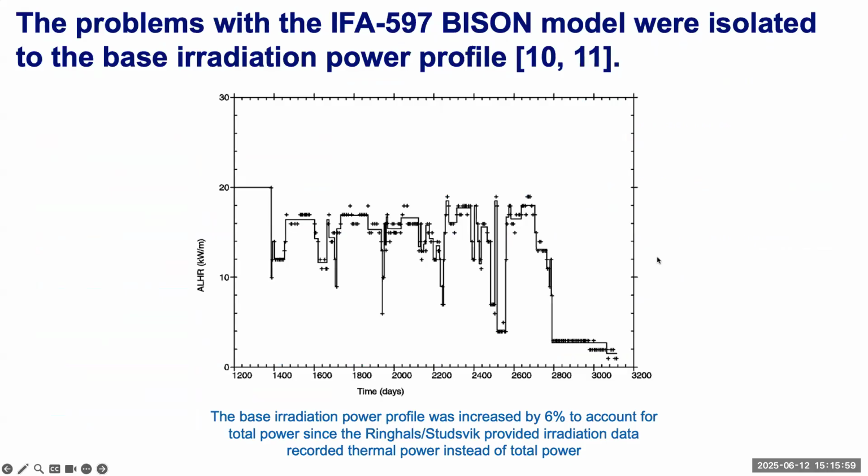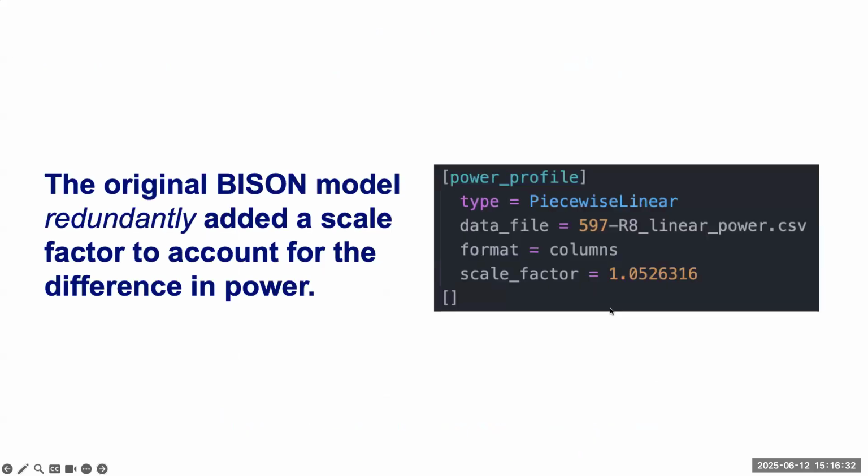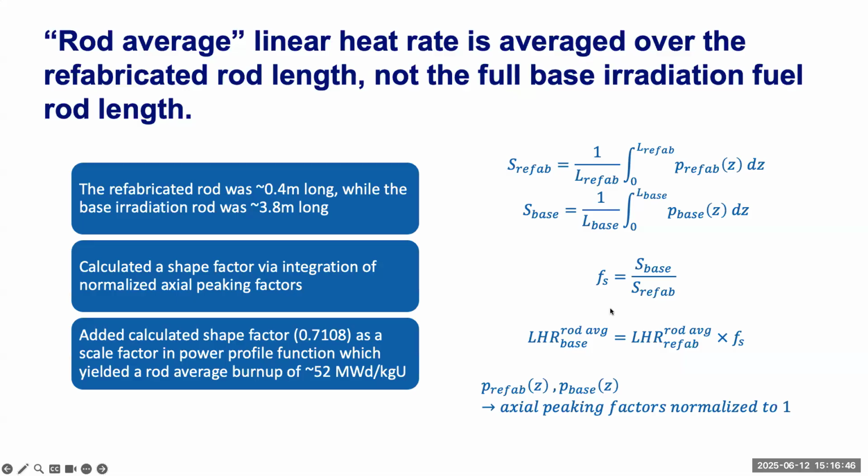Now, the problems with this IFA 597 original repository model, I was able to isolate them to the base irradiation power profile. Now, the base irradiation data was increased by roughly 6% to account for the fact that the total power was not presented in the data that was provided. The Halden reactor facility recorded thermal power instead of that total power. But the original BISON model actually redundantly added a scale factor just under 6% to account for the difference in power. So after removing that, I was able to fix the burnup.